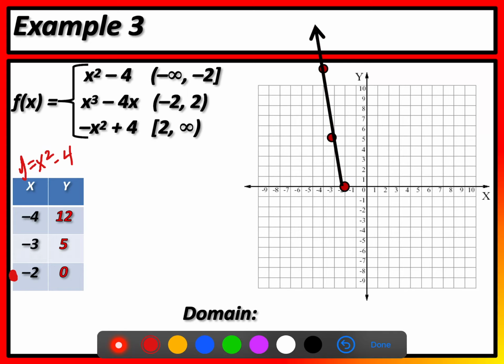Please don't make that line straight. Even if it kind of looks like it, you know the function that it's coming from. It's coming from a parabola, so it does need to have a little bit of a curve to it.